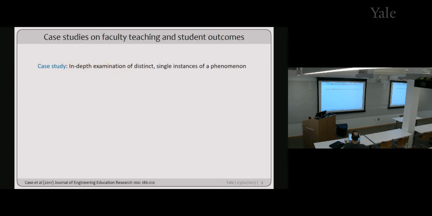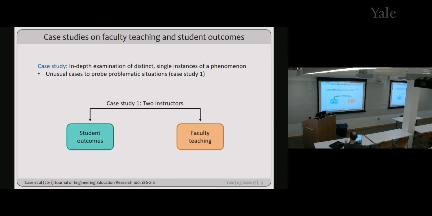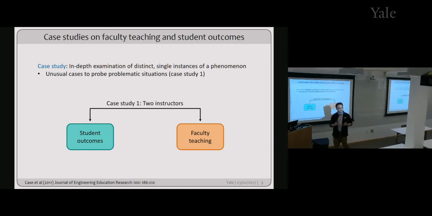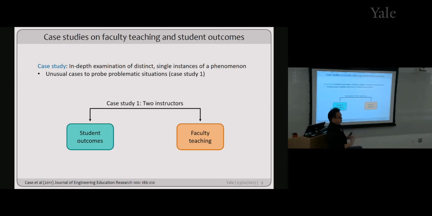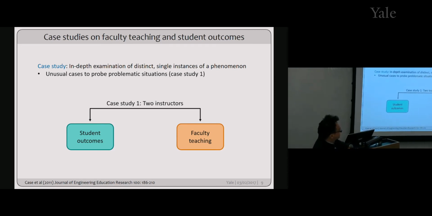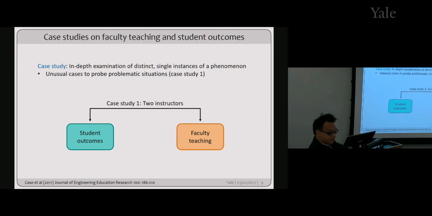So today I'm going to talk to you about two specific case studies. Case studies are in-depth examinations of distinct, unique instances of a very specific observation or phenomenon. They're really good for probing problematic scenarios. In this case, the problematic scenario is that we know active learning has efficacy in most cases, but there's a small and persistent subpopulation of this intervention that doesn't quite work. So we're looking at two instructors, and we're going to connect how they teach to what their student outcomes are.